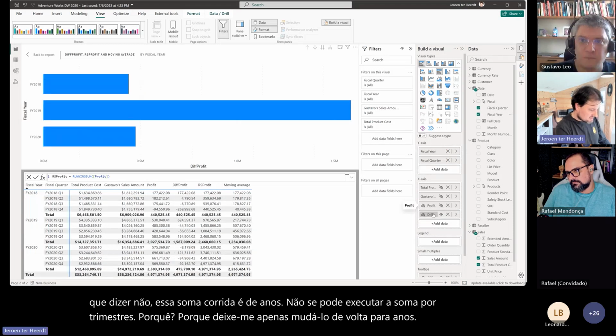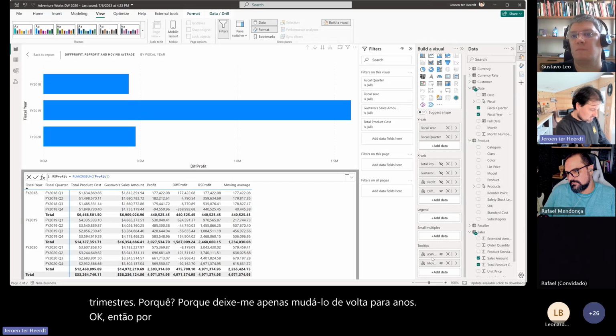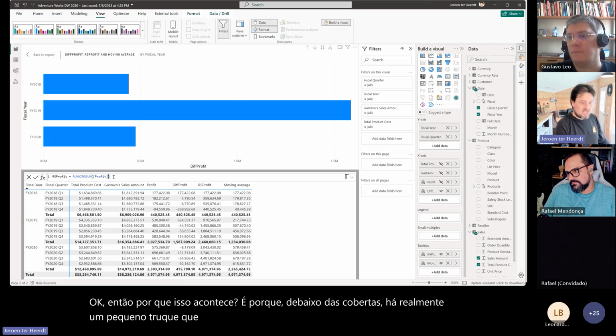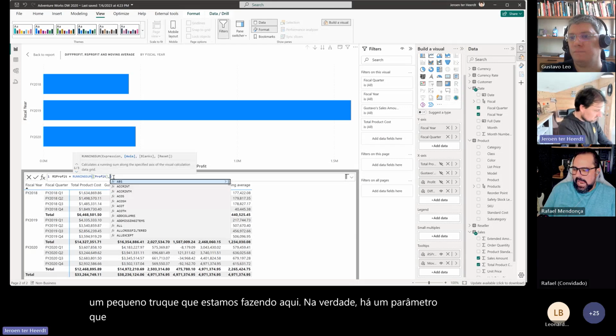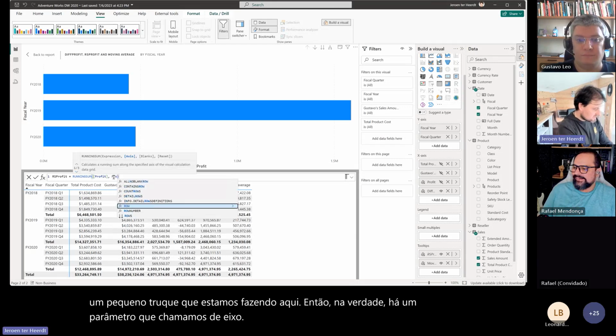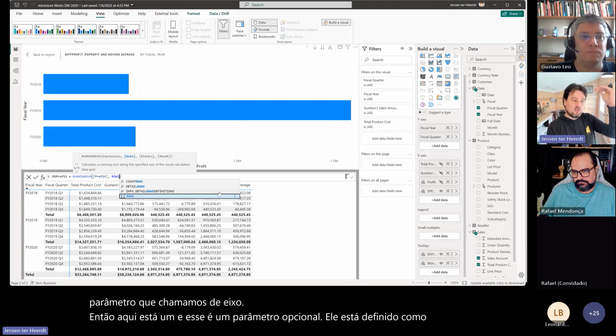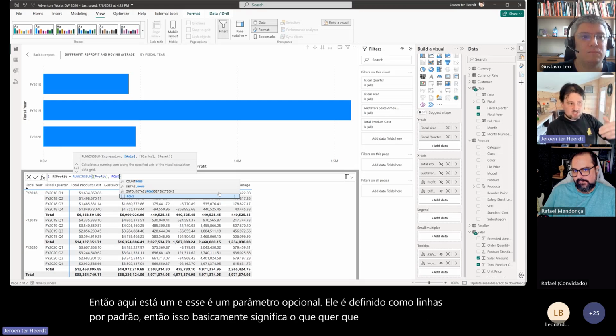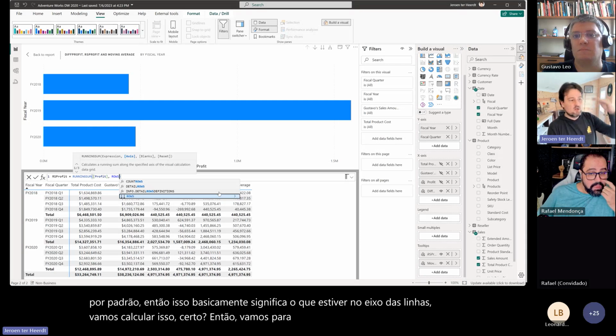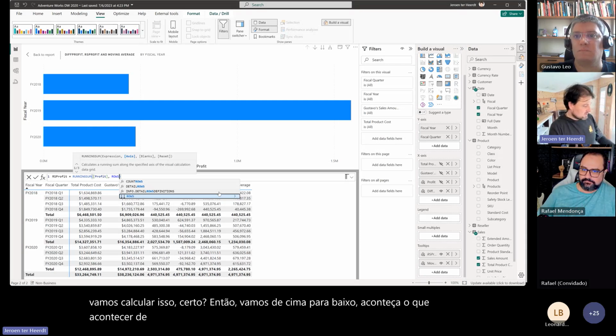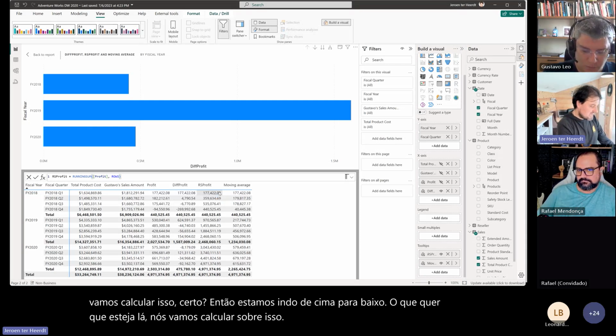Okay, so why is this? It's because under the covers, there's actually a little trick that we're doing here. There's a parameter that we call the axis, and that's an optional parameter. It's set to rows by default. So this basically means whatever is on the rows axis, we're going to calculate over that, going top to bottom, whatever happens to be there. So you can now just refer to this rows as the structure.